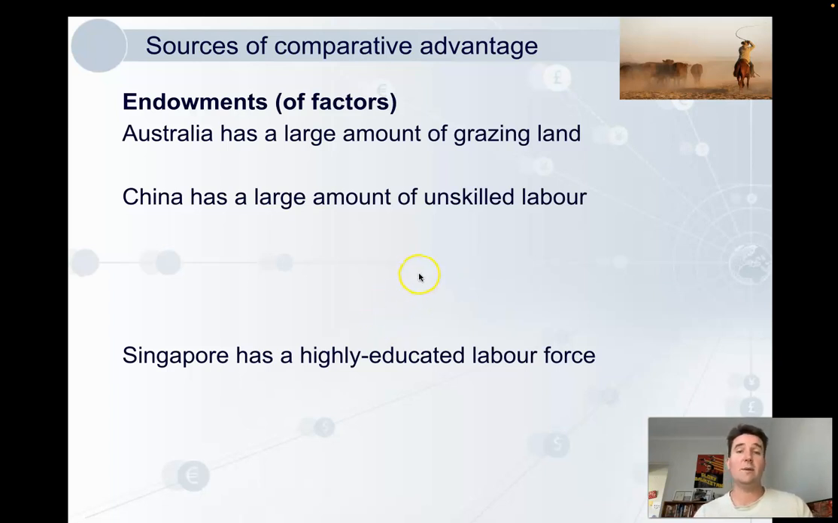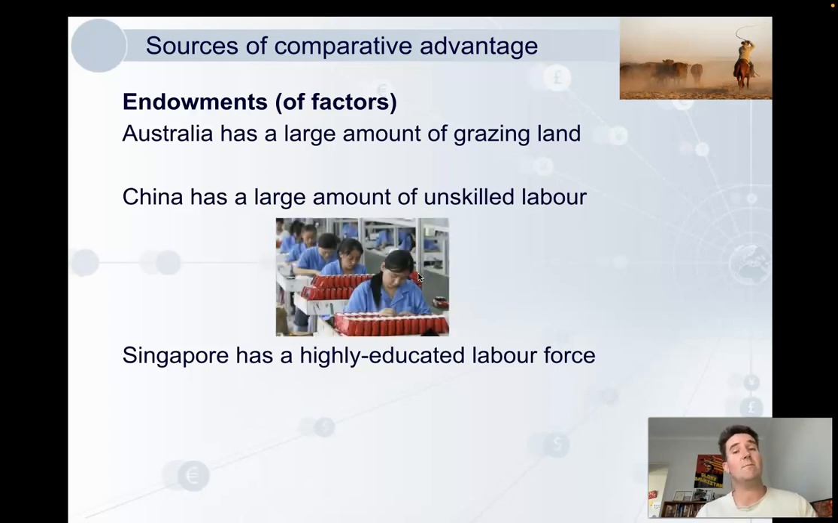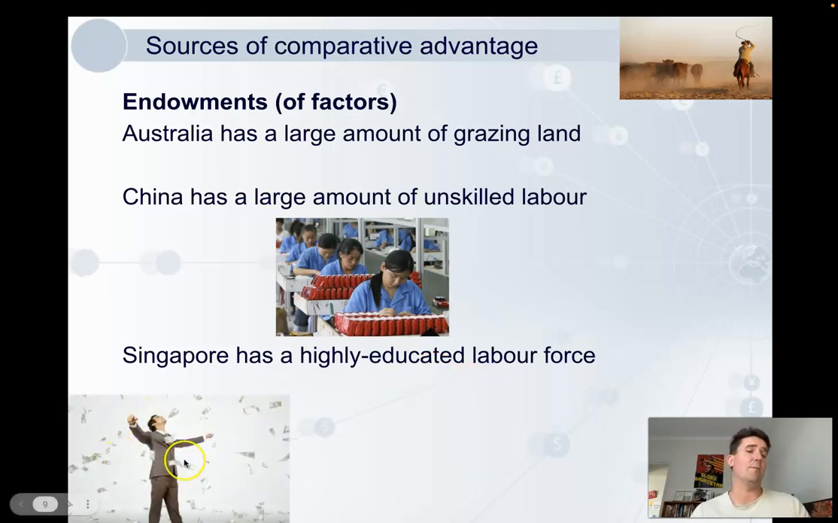China has a large amount of unskilled labor, so that makes them likely to have a comparative advantage in manufacturing that uses unskilled labor, so labor-intensive manufacturing. Singapore has a highly educated labor force. That's likely to give them a comparative advantage in something like financial services.